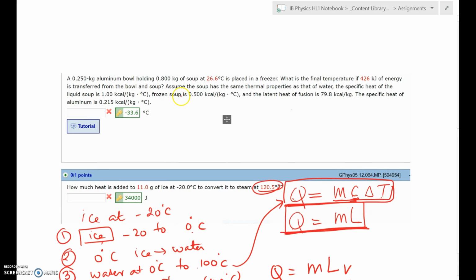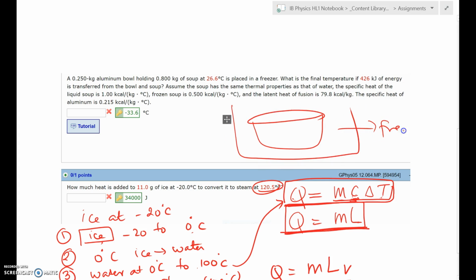The last but one question on the aluminum bowl holding soup is to be approached in the same way. If you keep a bowl full of soup inside the freezer, which it is at 26.6 degrees Celsius. So the first thing that will happen is that the bowl and the soup are going to cool from 26.6 to 0 degrees Celsius. So that's a change in temperature, so you can find out how much heat is required. You have this much of heat.